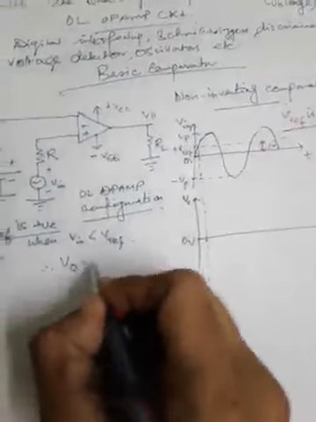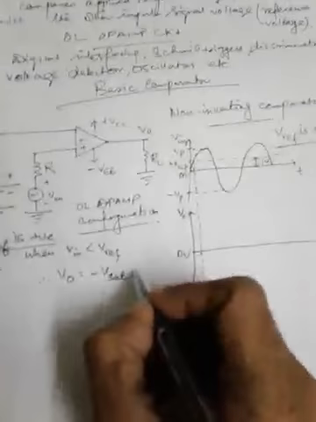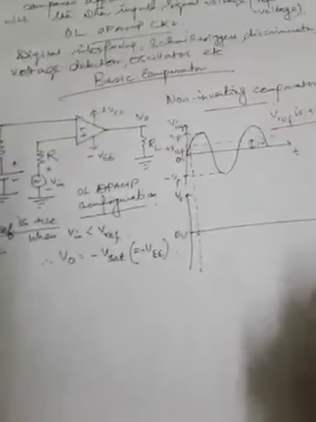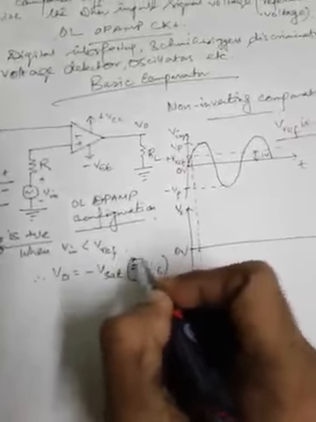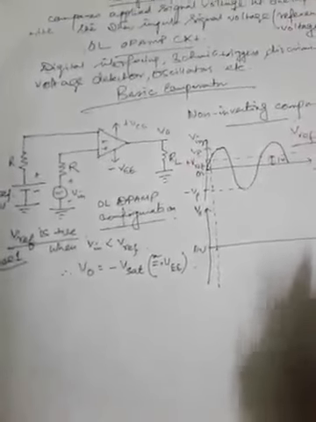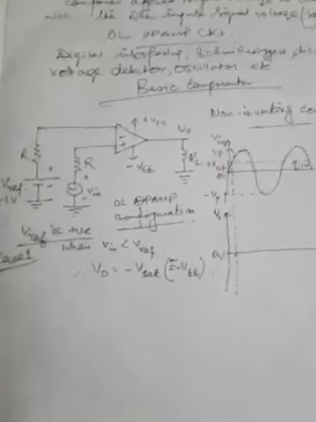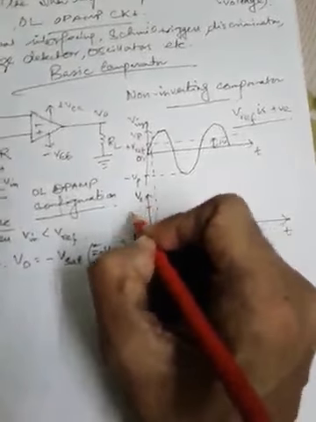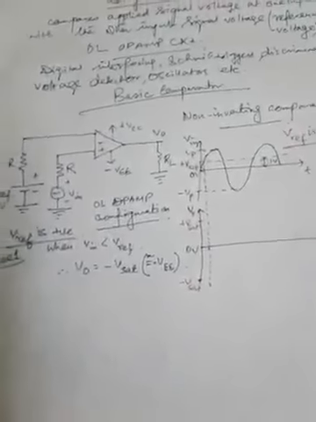So VO is equal to minus V sat, that is the negative saturation voltage, which is approximately equal to minus VEE, because the voltage at the negative input is higher than the positive input. Now if we mark minus V sat, suppose this is the point which is minus V sat, and this is the point on the output voltage axis, which is plus V sat. So one is minus V sat and another is plus V sat.